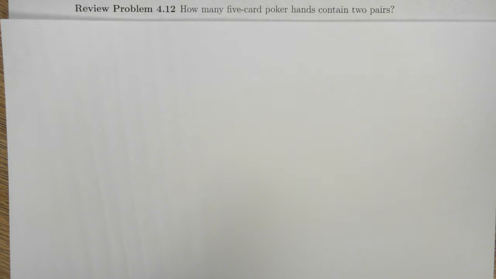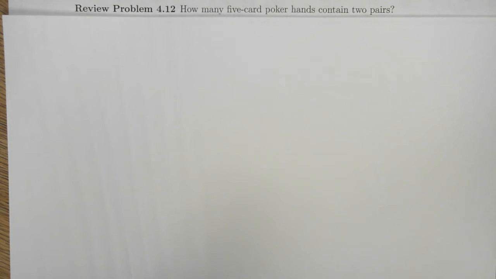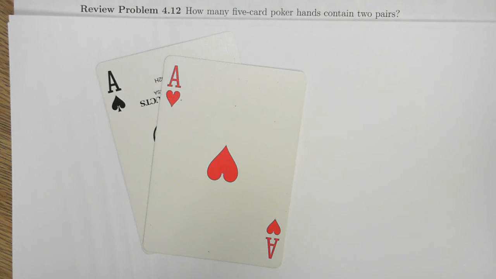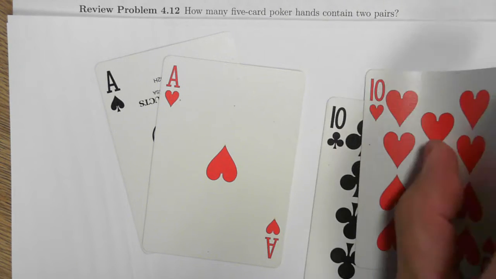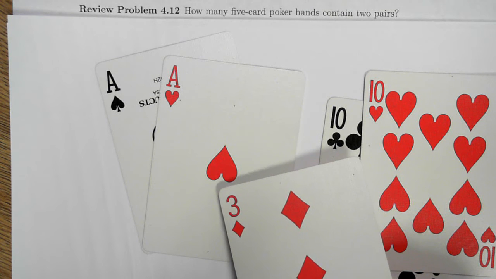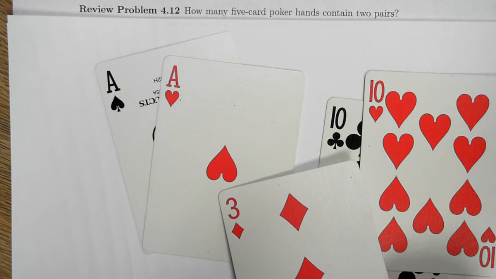Okay, in this problem, how many 5-card poker hands contain exactly 2 pairs? For this one, I'm going to use some props. So, what does it mean to have a hand with 2 pairs? Well, you could have 2 aces, for example. You could also have 2 tens. And then the 5th card can be anything that isn't an ace or a 10.